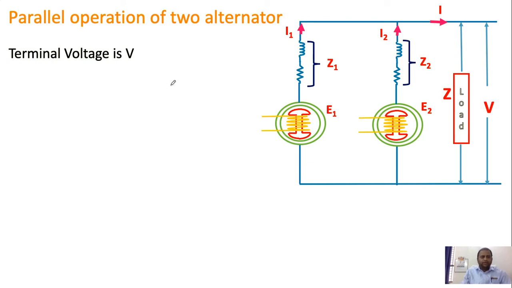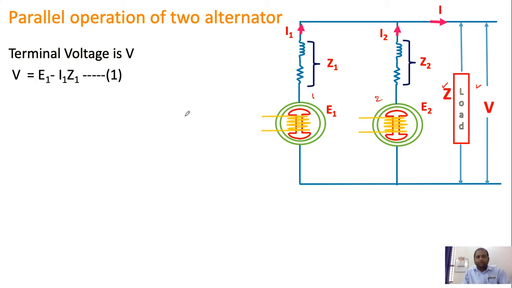Now let us talk about the parallel operation of two generators. You can see there are two generators, generator 1 and generator 2. This is connected to a load which has impedance of Z and the terminal voltage is V. The current to the load is I, the current coming out of generator E1 is I1, and the generator current coming out of generator E2 is I2, and you have impedance Z1 and Z2 across the generators E1 and E2 respectively.